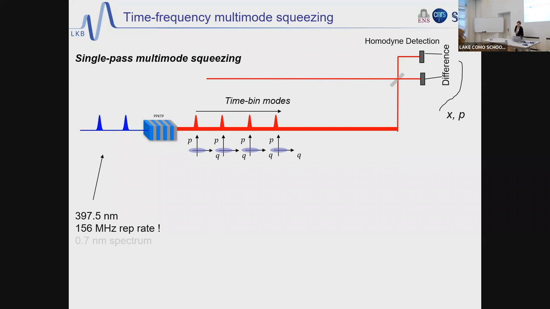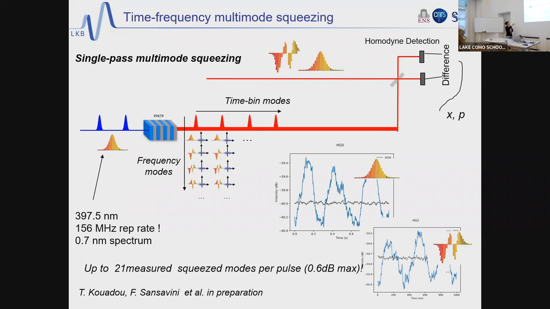But we do more, because this is our mode-locked pulse laser, so it has a large bandwidth. So we are producing squeezing at different frequency modes as before. So we are going to get the same kind of covariance matrices that I was showing before, and diagonalizing them, you get exactly, in this case, 21 modes that are squeezed.